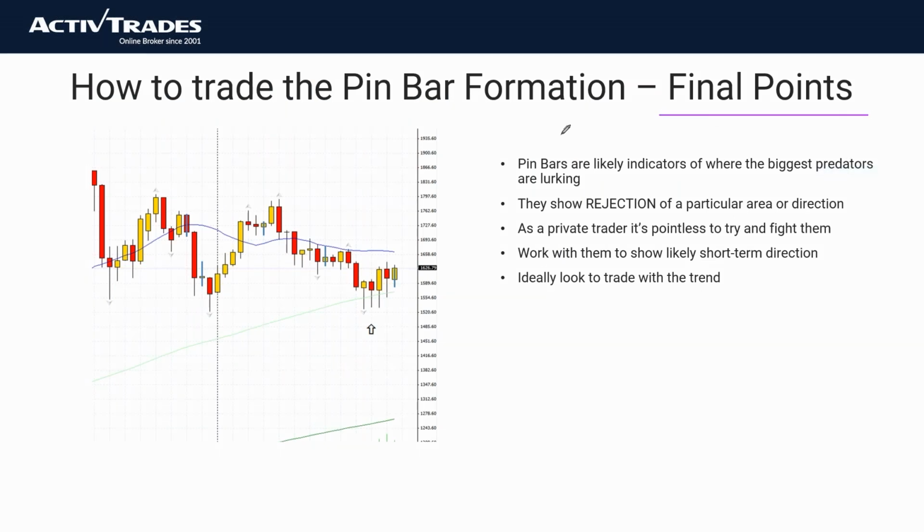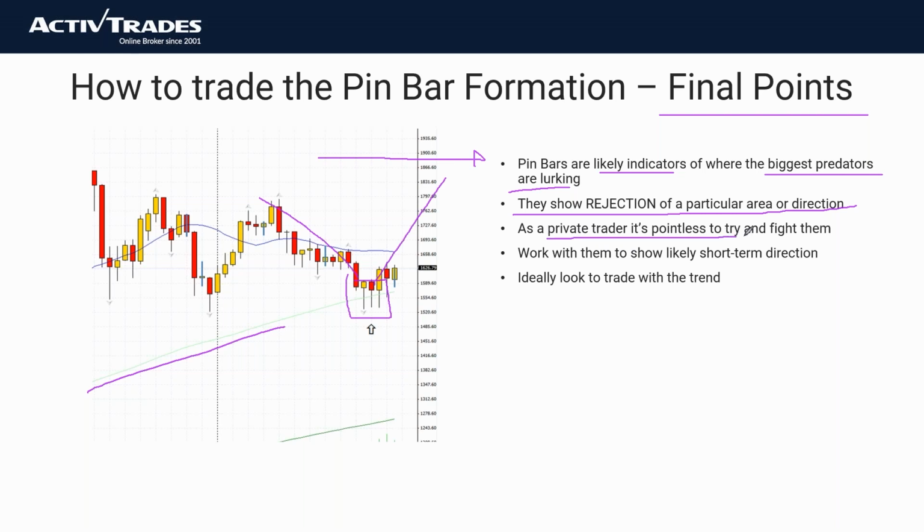So let's have a look at a few final points. Remember what I was saying, that pin bars for me are an indicator of where the biggest predators are probably lurking, because they show rejection of a particular area or direction. In that case, price had been drifting all the way down until it hit the moving average, and then bosh, we had all those wicks before we launched ourselves higher. So my view as a private trader is that it's pointless to fight them, especially on the longer time frames. What's better is to work with them to show you the likely short-term direction. Ideally, look to trade with the trend.